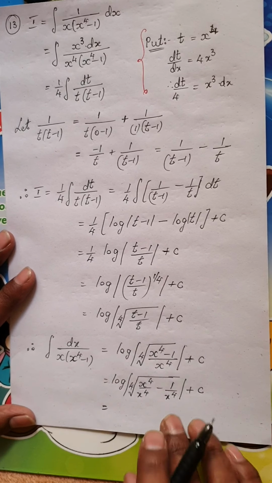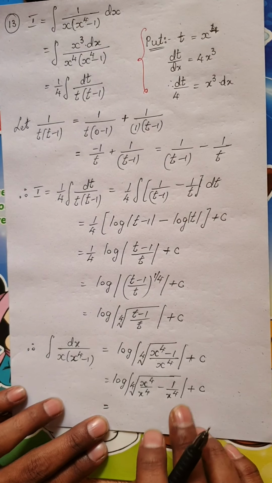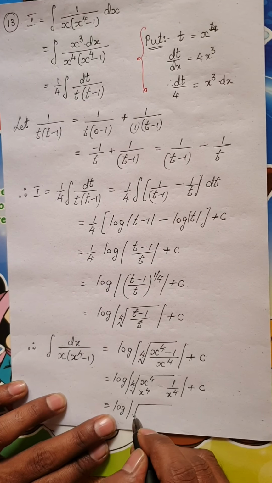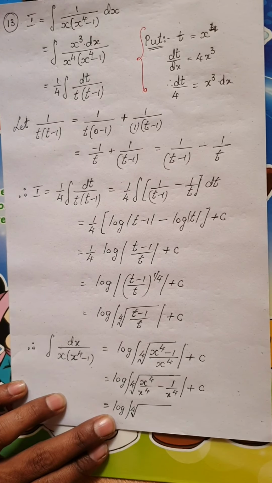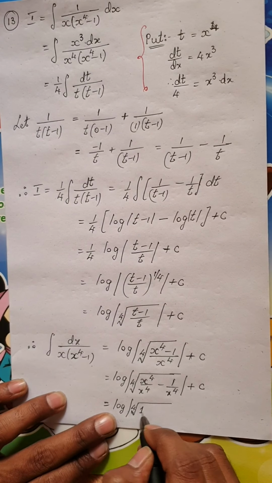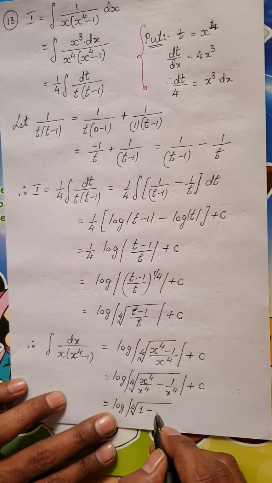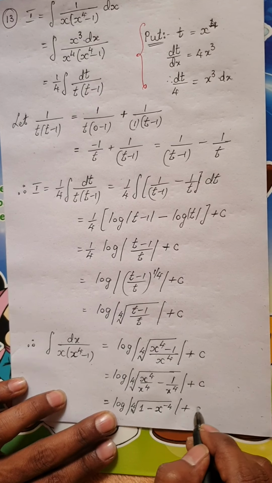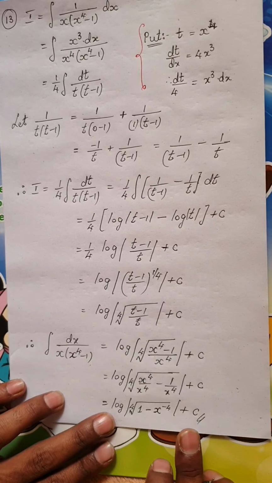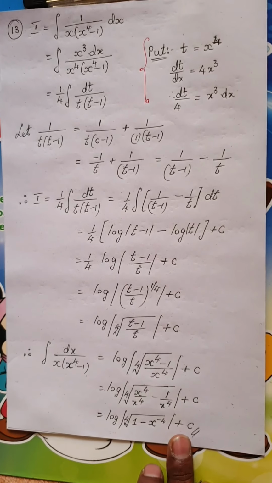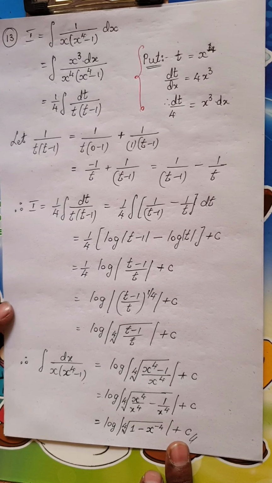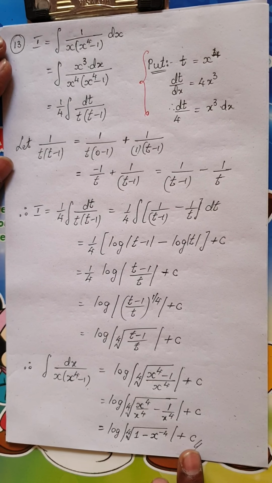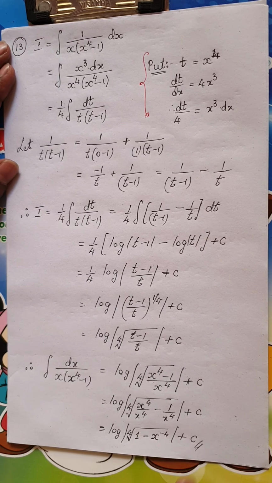Sometimes you would be given the options in this form. So this is nothing but log of mod 4th root of, remember x power 4 by x power 4 is 1 minus, remember 1 by x power 4 can be written as x power minus 4 plus c, which is the constant of integration. So this is how you integrate the given function using partial fractions. Shall we move on to the next question?